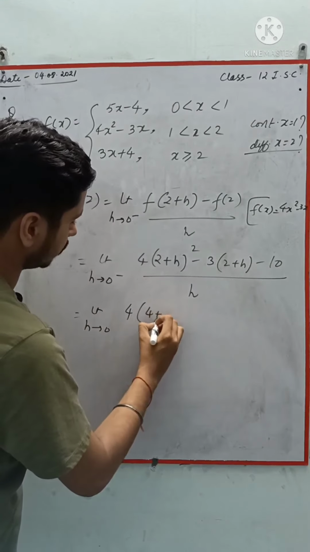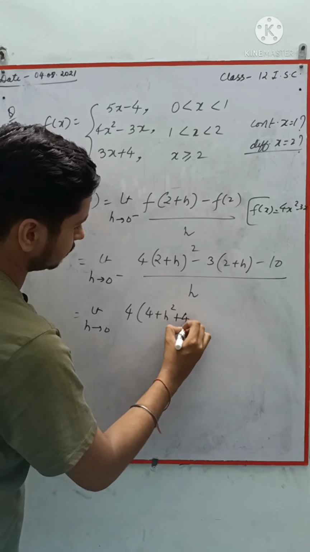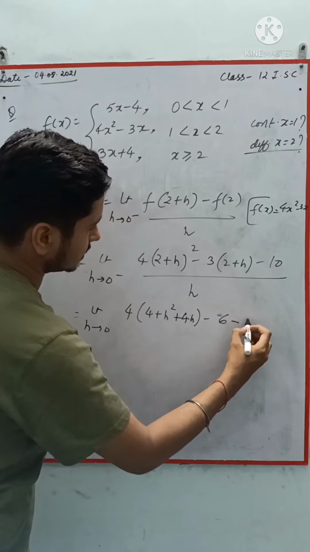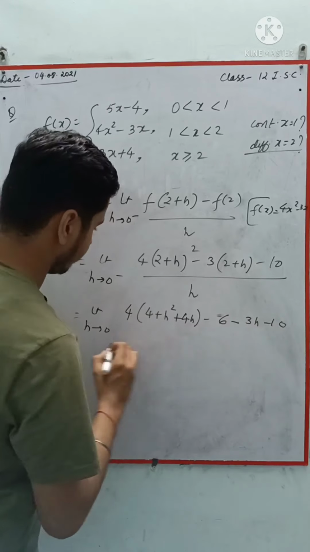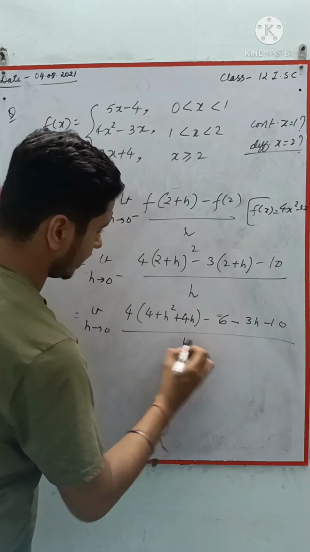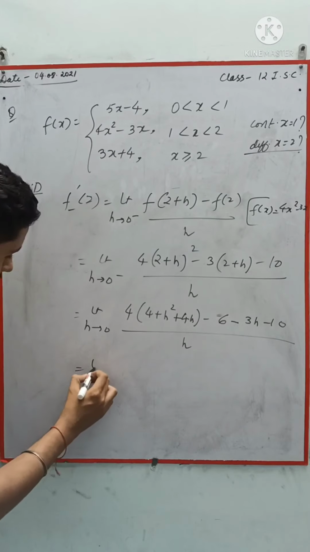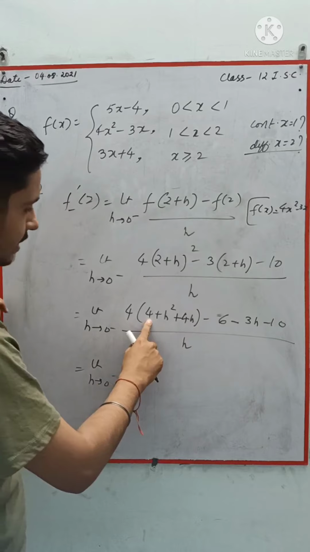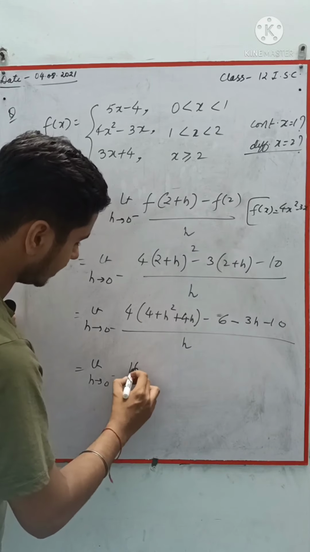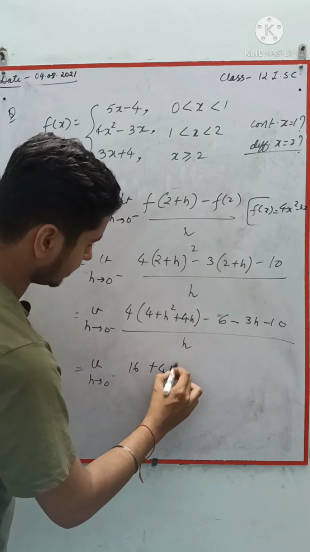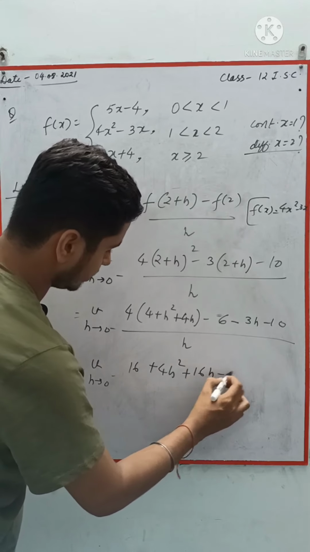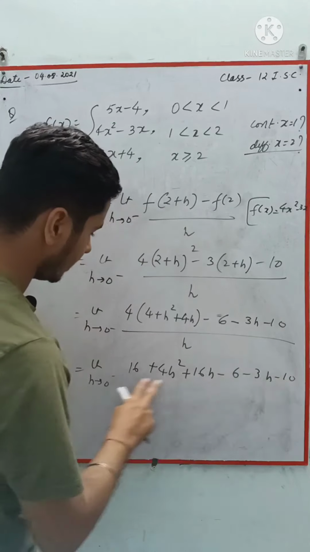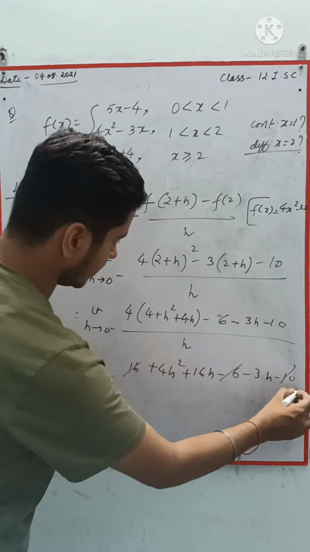So 4 times (4 plus h) square plus 4h minus 3, 2s are 6, minus (3h minus 10), whole divided by h. So limit h tends to 0 minus. When you multiply inside, it will be 16 plus 4h square plus 16h minus 6, and minus 6 minus 10 will be cancelled with 16.